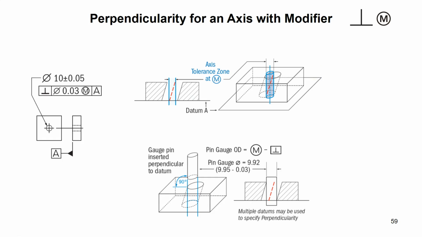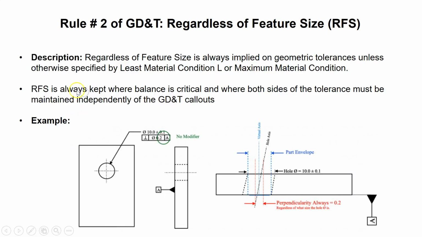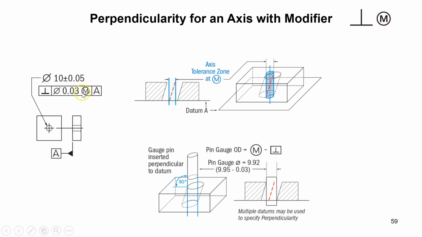The last example: perpendicularity of an axis with a modifier. Here you are saying that this hole is made with diameter 10 plus or minus 0.05, and the axis of this hole has to be perpendicular to the top face A at MMC with an offset of 0.03. Well, what does that mean for us in terms of the inspection?